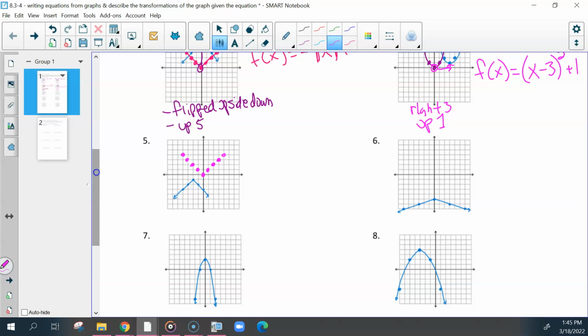I think I did one too many. That was not straight at all. All right, so my vertex point has been moved to the left 2, down 1, and it's been reflected over the x-axis. So what did I say? Left 2, down 1. Wow, I did not spell that correctly. Ignore. Flipped upside down.